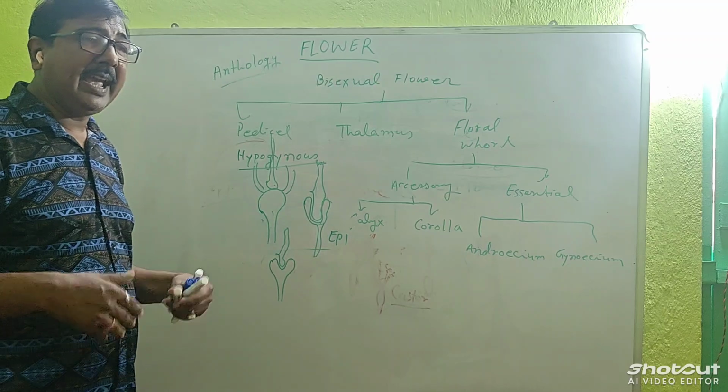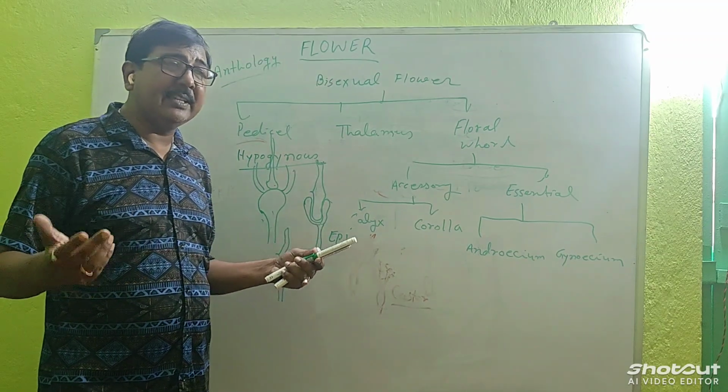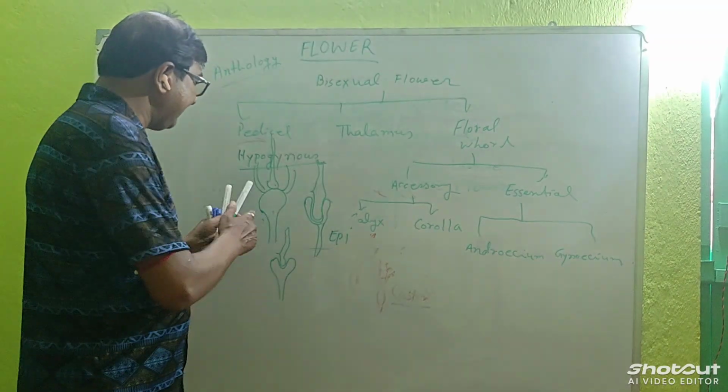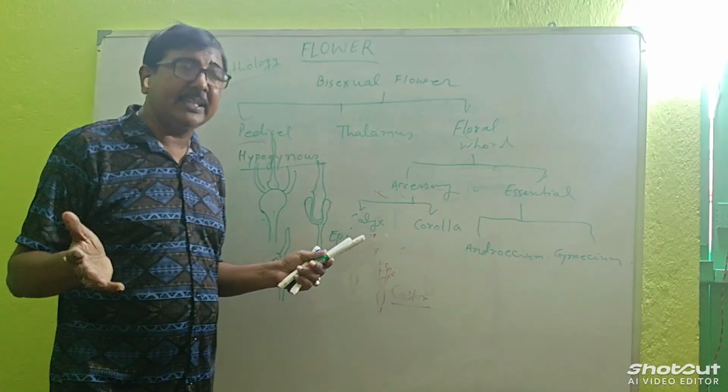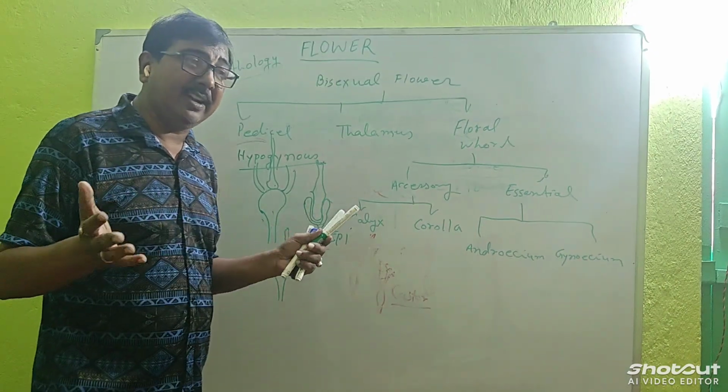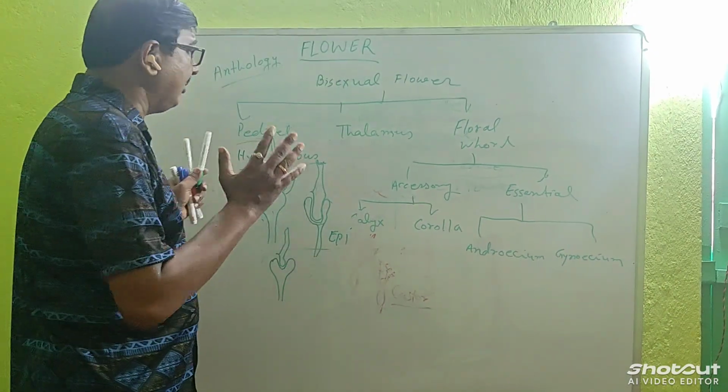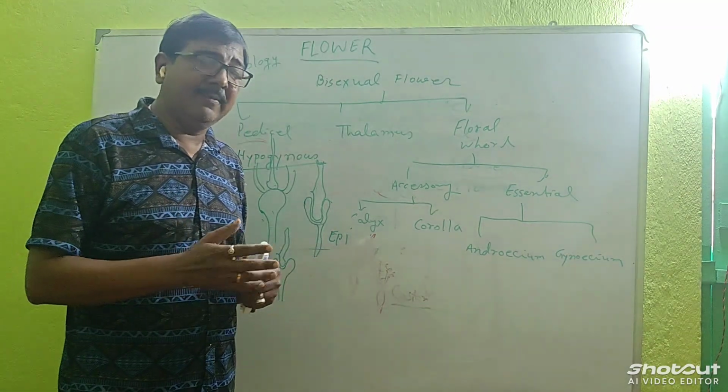Another is apocarpous and syncarpous. If the carpels are free, it is apocarpous. If the carpels are attached, it is syncarpous. Those are the important words in the parts of the flower.